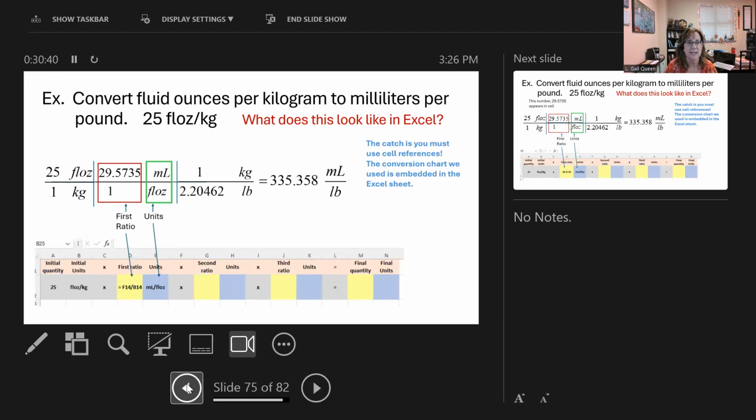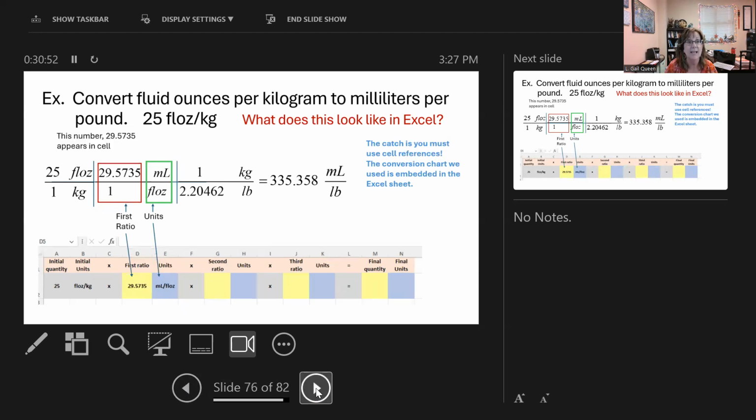One more thing. Okay, so we typed in the formula. You typed in equals F14 divided by B14. When you hit enter after you type that in, Excel is actually going to calculate that quantity and put the numeric value there. So when you hit enter, you don't see your formula anymore. You see what Excel calculated. So you're going to see the 29.5735.